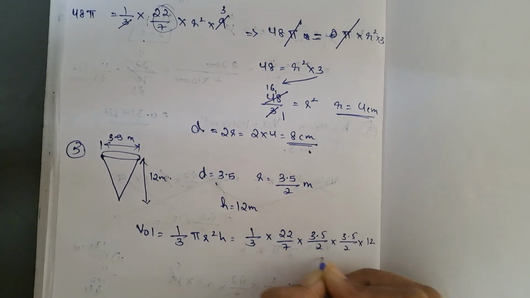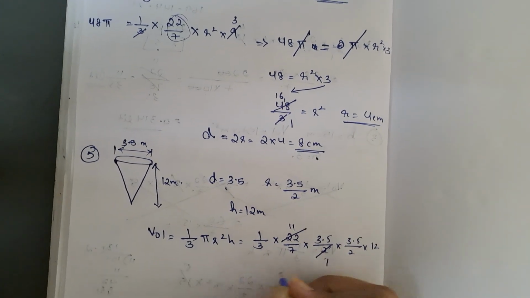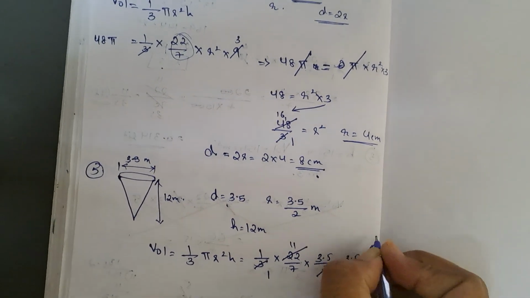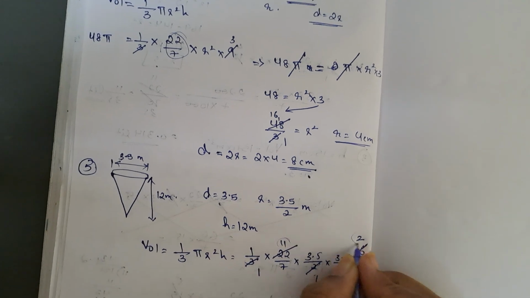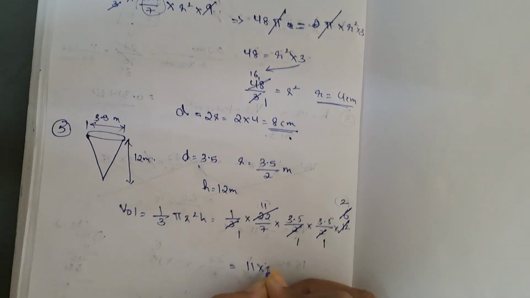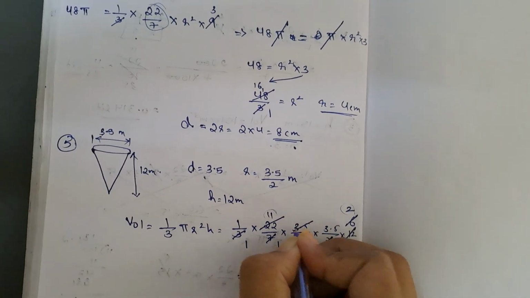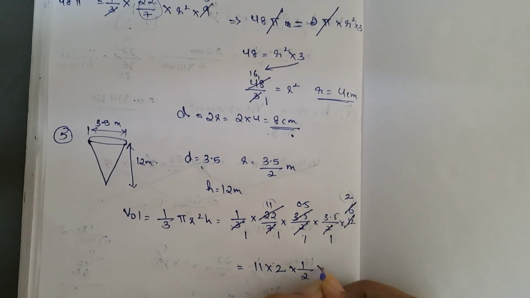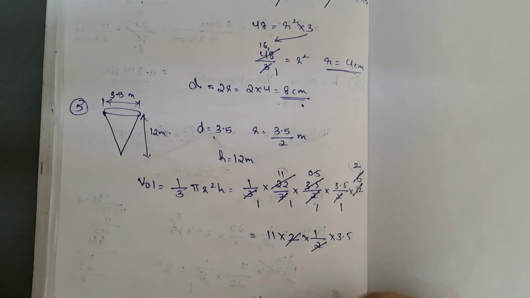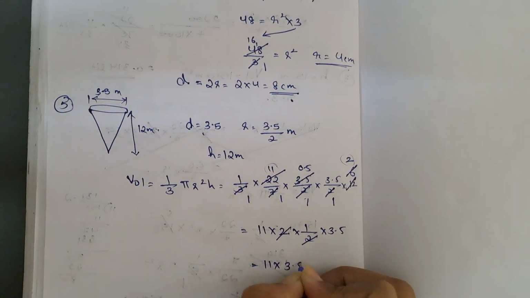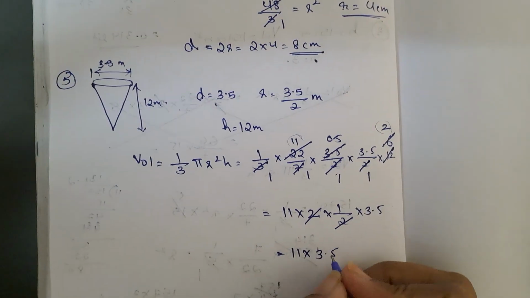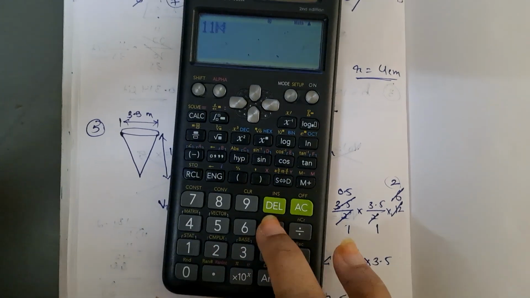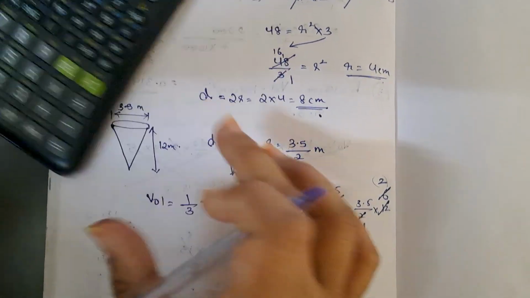2 1 times, 2 11 times. 2 1 times, 2 6 times. 3 1 times, 3 2 times. This and this cannot get further simplified. 11 into 2 into 7 1 times into 0.5. I told you whenever you get 0.5, do make it 1 by 2 into 3.5. So this and this further gets cancelled. I'm left with 11 times of 3.5. So simplifying it, 11 times of 3.5 turns out to be 38.5.